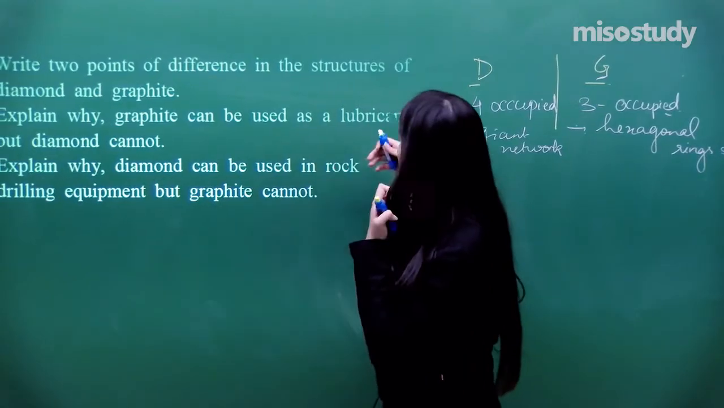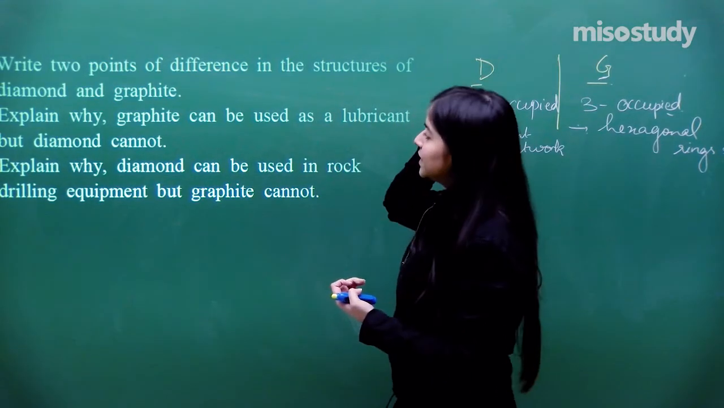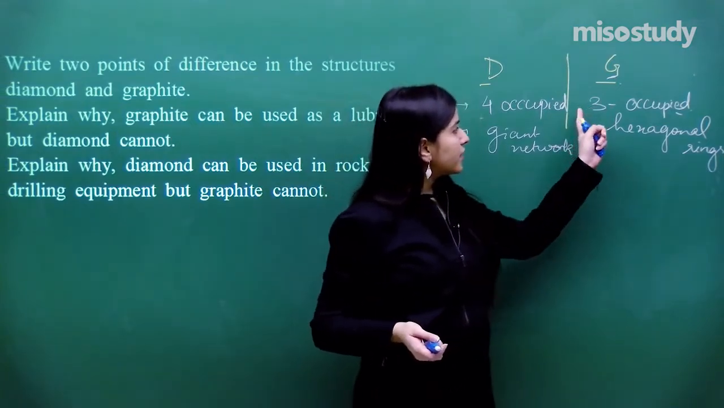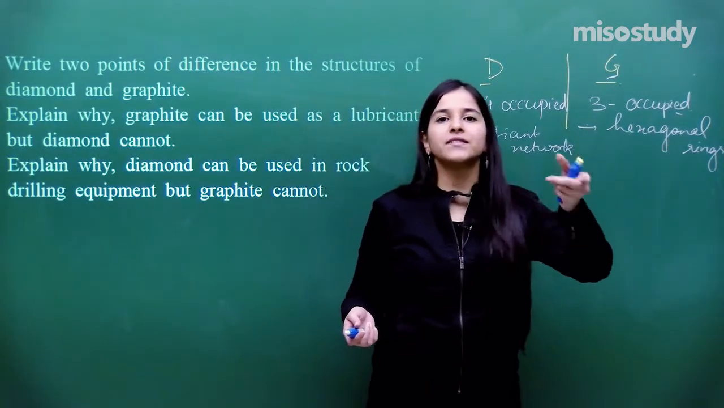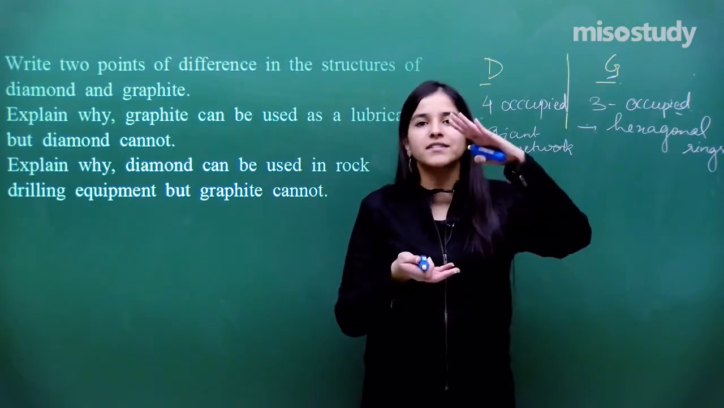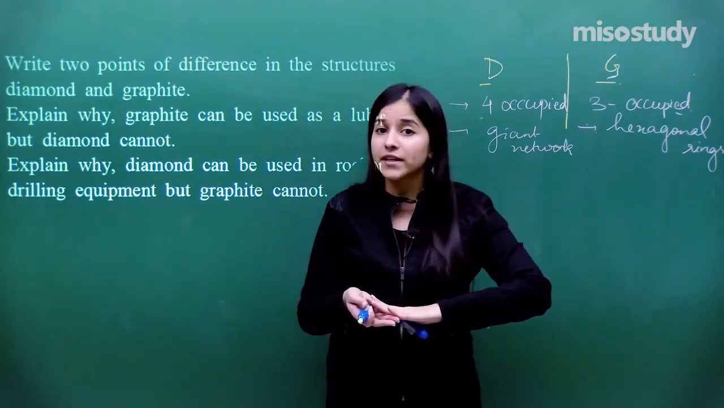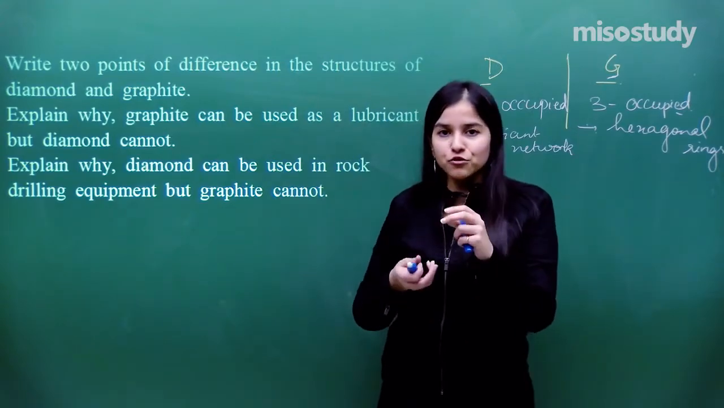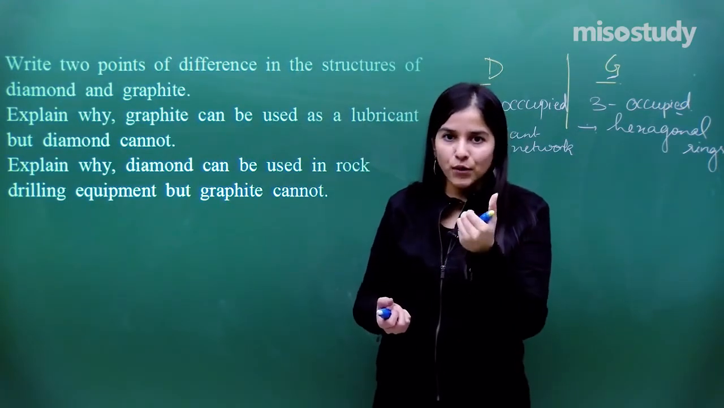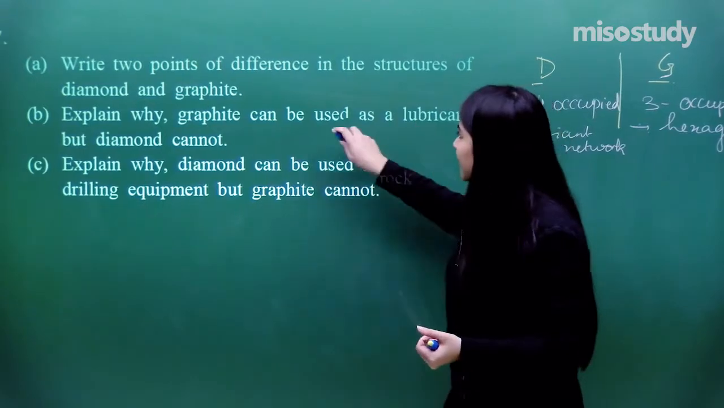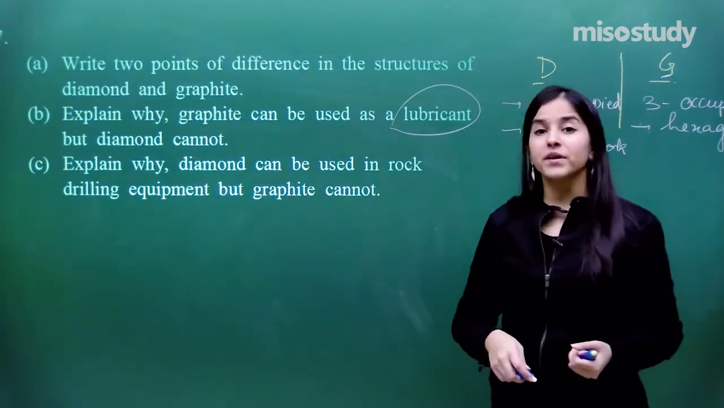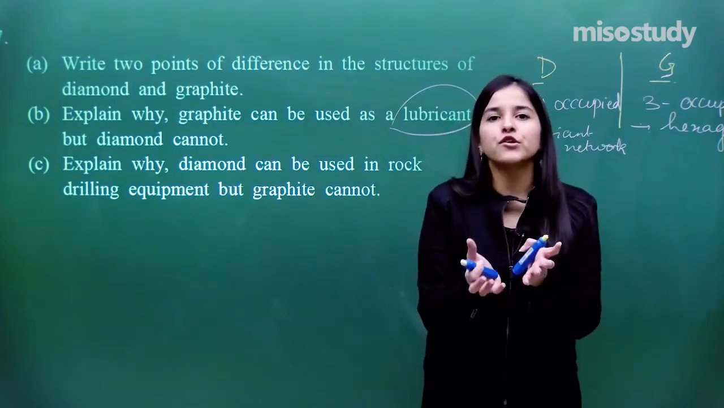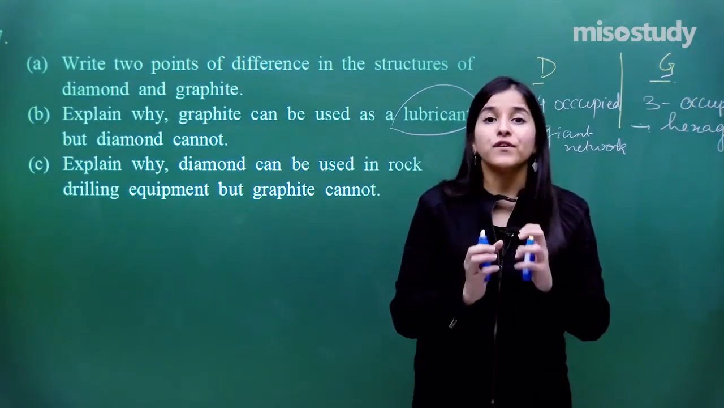Explain why graphite can be used as a lubricant, but diamond cannot. Because graphite has only 3 positions occupied, 1 is still left, and these hexagonal rings are stacked onto one another with very weak bonding, and that is why these layers are slippery. And due to the slipperiness, it is soft to touch. That is why graphite is a very good lubricant, but diamond, on the other hand, having this gigantic network of covalent bonds, will be very, very hard.